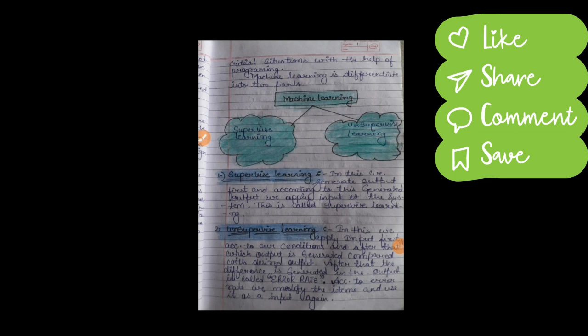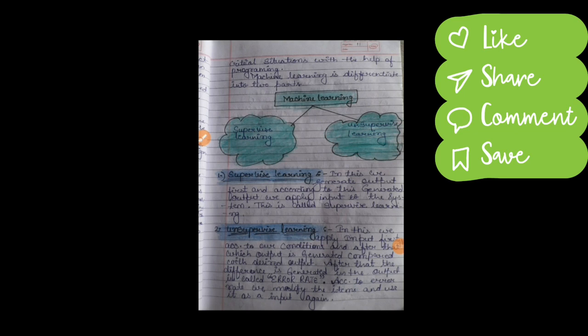So what is supervised learning? Supervised learning is a category of machine learning that uses a labeled data set to train an algorithm to predict outcomes and recognize patterns. Basically, the working of supervised learning is to train the algorithm to predict outcomes and recognize patterns. This is one of the most important works of supervised learning. In this we generate the output first, and according to this generated output we apply input to the system. This is called supervised learning.